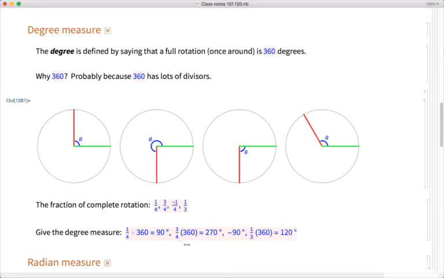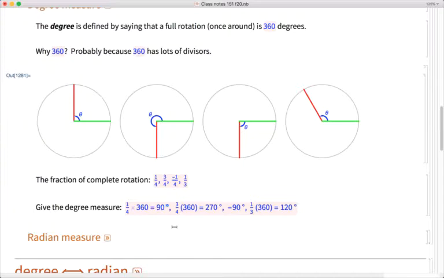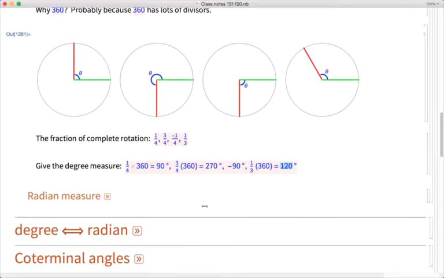So that's the symbol for degree, this little circle. It's a sort of superscript. Okay, anything else? No. Well, that's what I said, that 360 may be chosen because it had a lot of divisors. It was divisible by 4 and divisible by 3, so we didn't have to have fractions here, so that's nice.